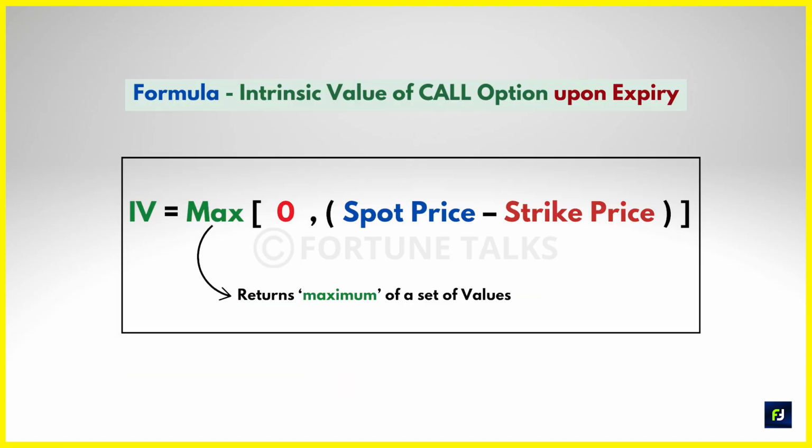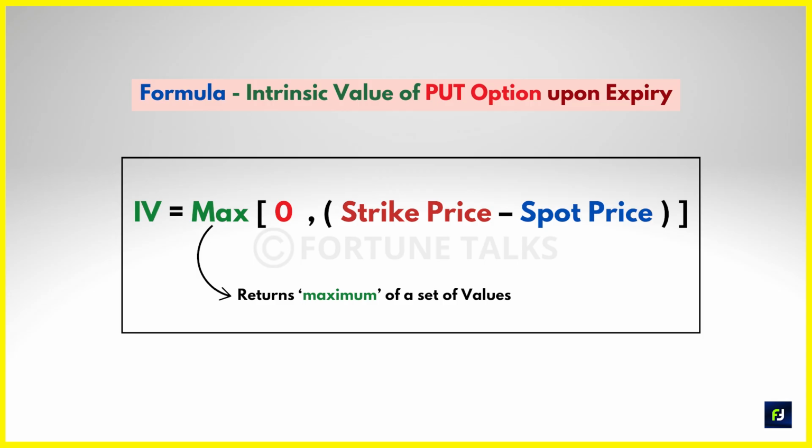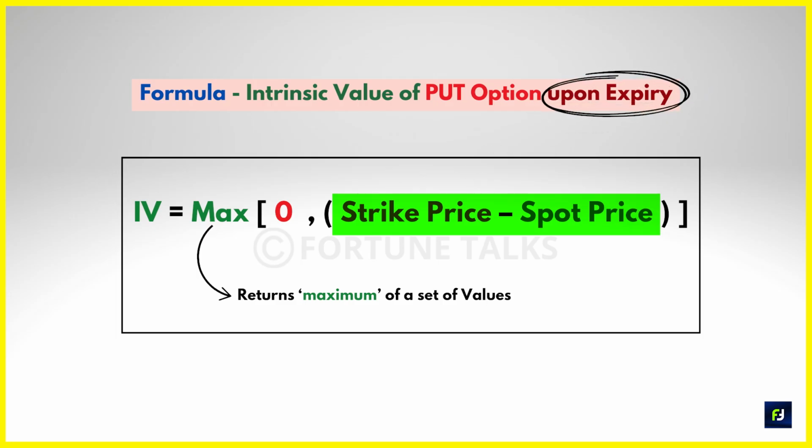From the previous episode, we already know the intrinsic value of a call option. It is just the maximum value of 0 and the difference between the spot price and the strike price. Now, the calculation for intrinsic value of put option is slightly different from that of a call option. The IV for a put option upon expiry is the maximum value of 0 and the difference between the strike price and spot price. I have highlighted the difference here. Always remember that these formulas, which are used to calculate the intrinsic value of an option, are applicable only on the day of the expiry.